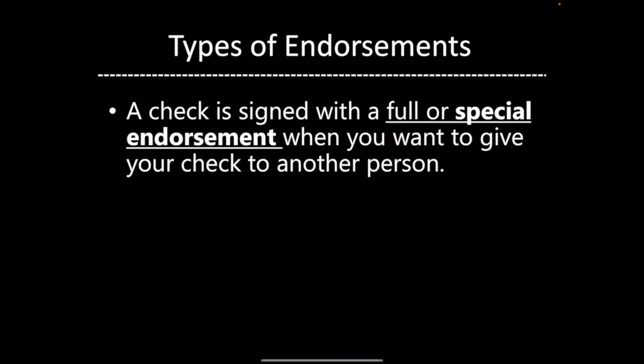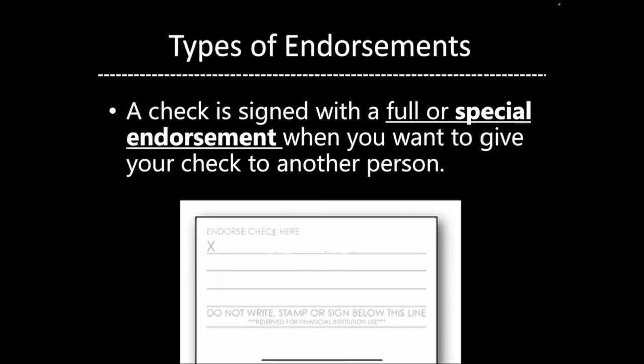The second one is a full or special endorsement, when you want to give your check to another person. So here is your check. You would put "paid to the order of" whoever you're giving the check to. In this case, I'm giving it to John Doe. After you're designating the check to a new owner, you will sign your name underneath that.